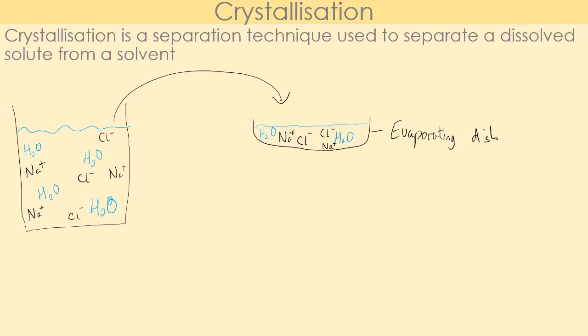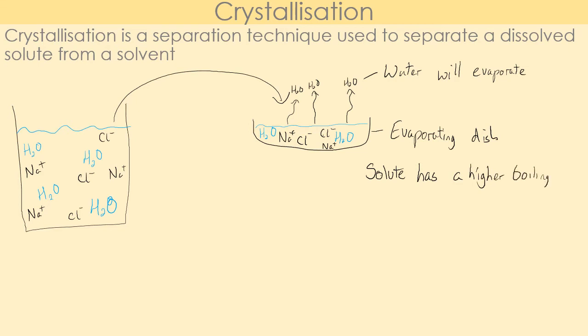I'm going to leave it in a warm, sunny space, and if I leave it for a few days, I start noticing that my water has gone. My water molecules begin to evaporate. So my water will evaporate. My salt does not evaporate because my salt has a higher boiling point than water. In this case, or generally speaking, my solute has a higher boiling point, so will not evaporate. And it gets left behind as crystals.